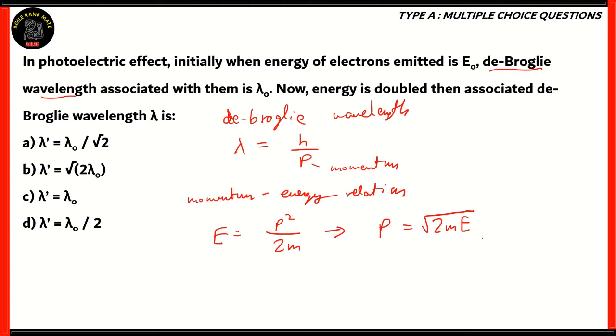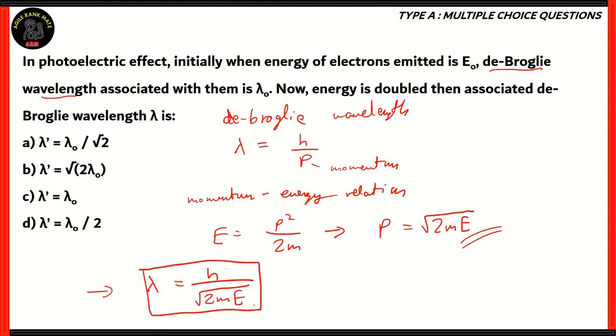So now that we know the value of momentum, let's put it in the de Broglie wavelength equation. So lambda will now be equal to h over under root of 2mE. So this is how the de Broglie wavelength is related to energy. So from here we can find out the relation that lambda is inversely proportional to the root of energy. Now, using this relation, we're going to find out the de Broglie wavelength associated with energy when it's doubled.